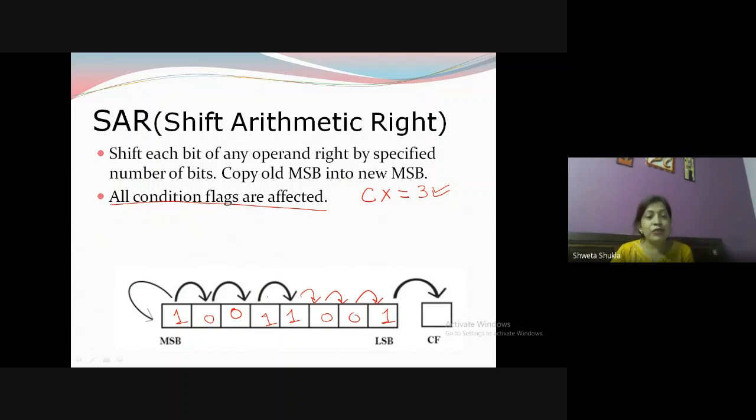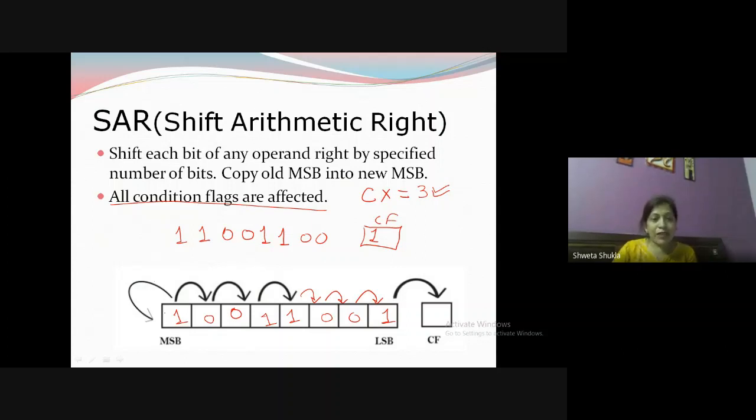But in this case, you will not insert 0. What you will do is the MSB will remain inserted in the MSB only. That means this one will remain here also, this one will shift here also, then it becomes 0 0, then 1 1 0 0. So this is what the answer is, and the carry flag will become 1. So remember this thing. This is how SAR works.